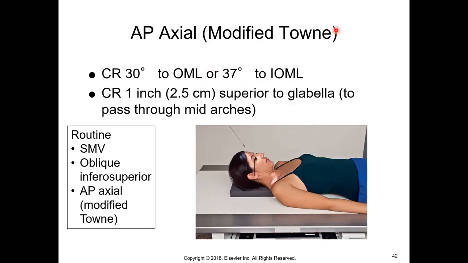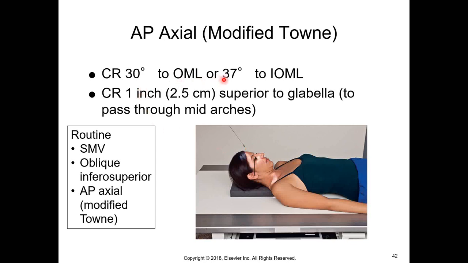Here is your modified Towne, AP axial. You're still tucking the chin and giving that double chin effect so that you want your OML to be perpendicular to the image receptor. If a patient can't make their OML perpendicular, then you could make the IOML perpendicular and then just increase your angle of your central ray to 37 degrees. The difference between this Towne and your cranium Towne is where your central ray enters. So this is only going to be 1 inch above the glabella instead of the 2.5 inches for cranium. So 1 inch above the glabella.